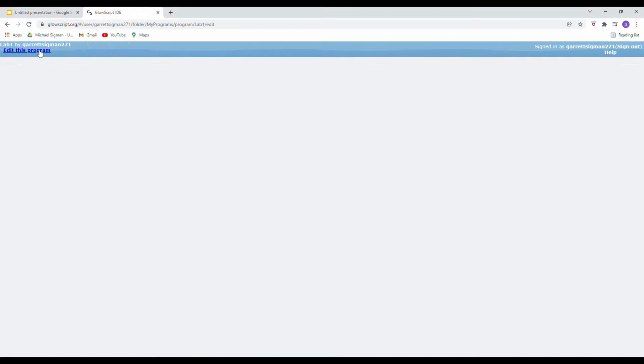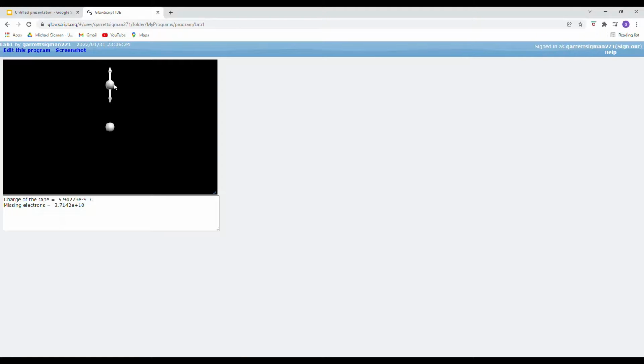So this is when I run my code. You can see the two balls each represent a piece of tape, and the arrow going down on the tape on the top is the gravitational force, and the arrow pushing up is the electric force. You can see that the vectors are basically the same length, which means it's in equilibrium. And you can also see that the charge of the tape and the missing electrons are very similar to the values I got from my experiment.